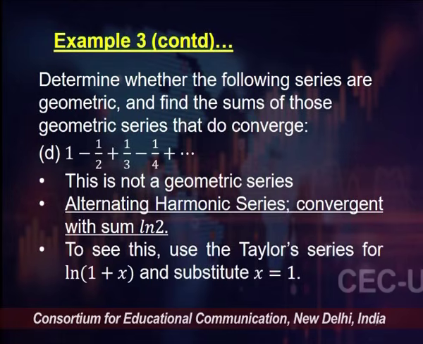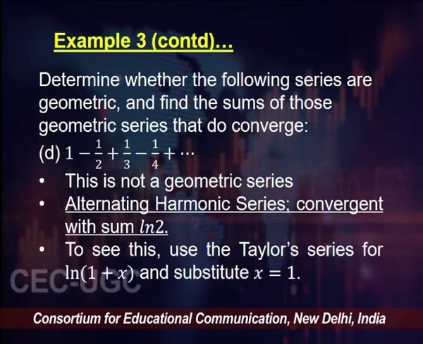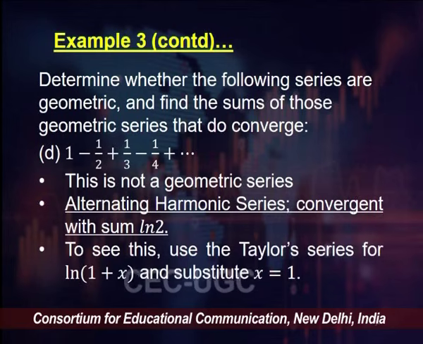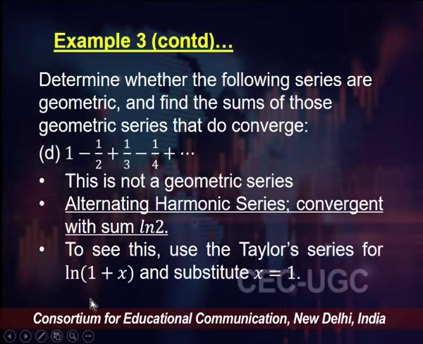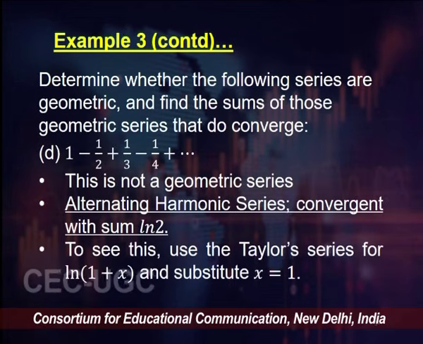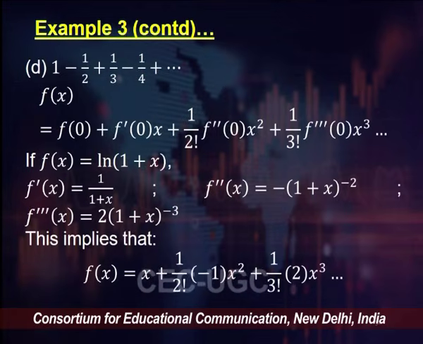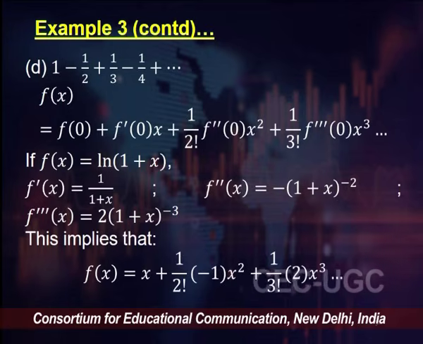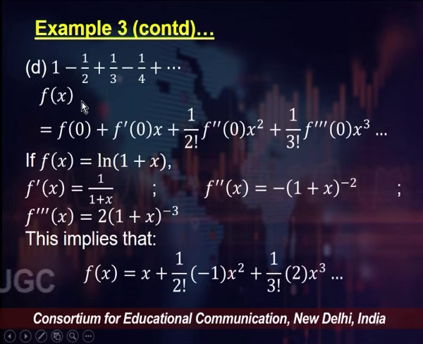Now, how does the series converge to the sum natural log of 2? To see this, we will use a Taylor series for the function natural log of 1 plus x, and then we will substitute x equal to 1. So, first let us take the Taylor series for natural log of 1 plus x. Let me just first give you the formula in case you do not recall it.